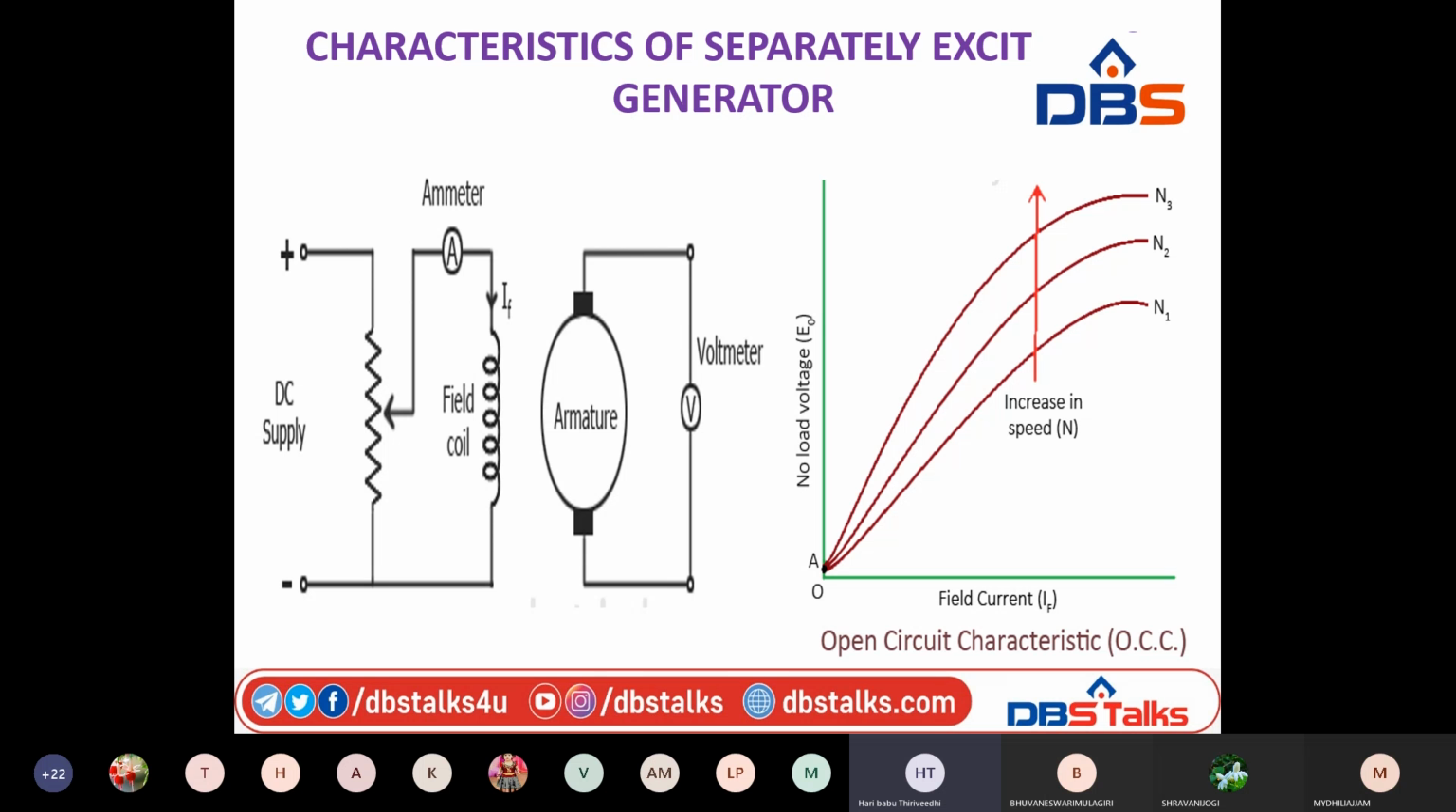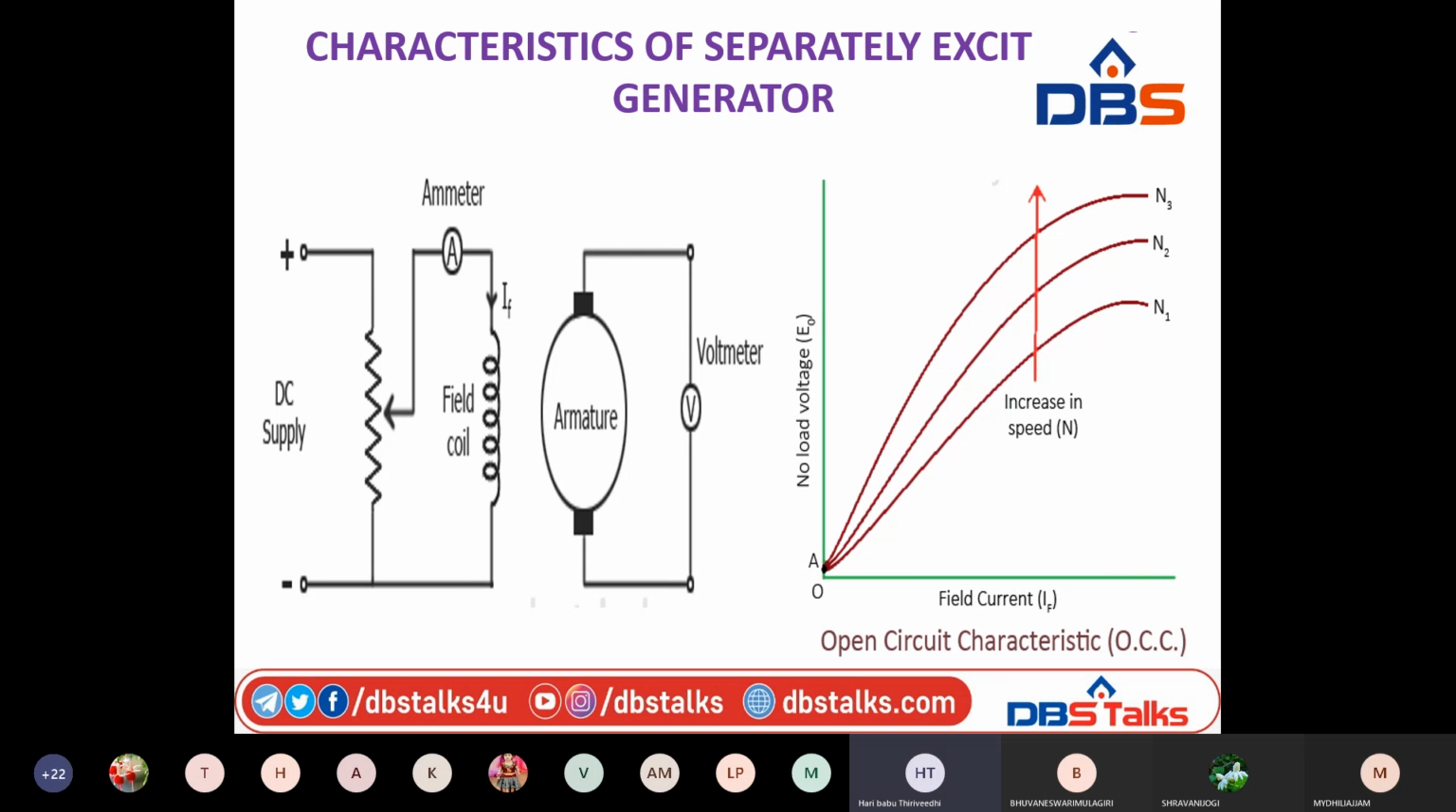And no load is connected to the machine. Hence, here there is no load. That's why these characteristics are also known as no load characteristics. And the graph is drawn between E naught versus IF. As IF increases, flux increases and E naught also increases.